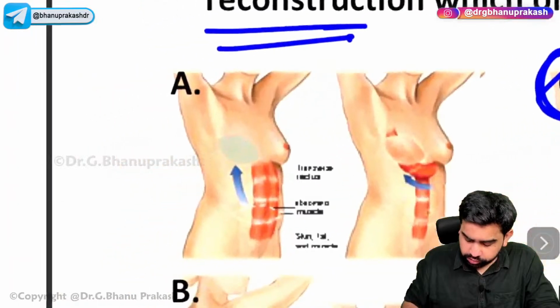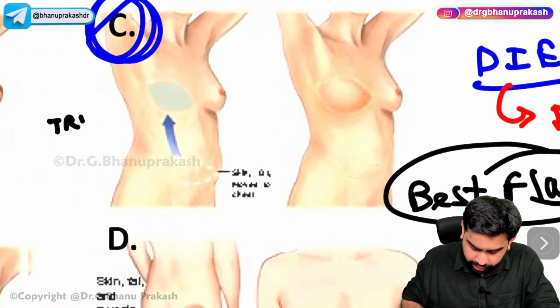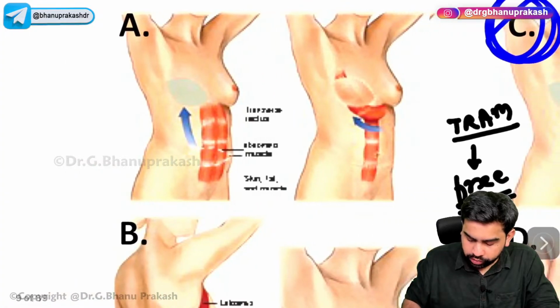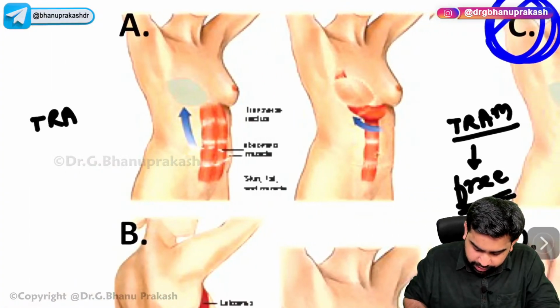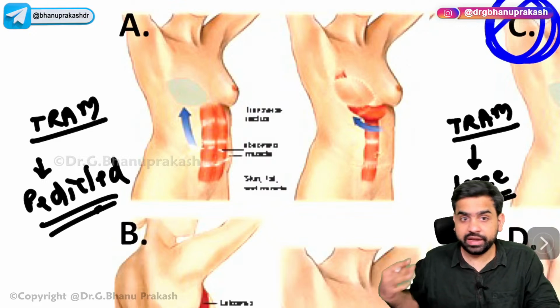Okay, now what is this? This is basically a type of TRAM flap only. This is a TRAM flap, but this is a free flap. So this is a free type of TRAM flap. What is this? This is again a TRAM flap, but this is called a pedicled TRAM flap.